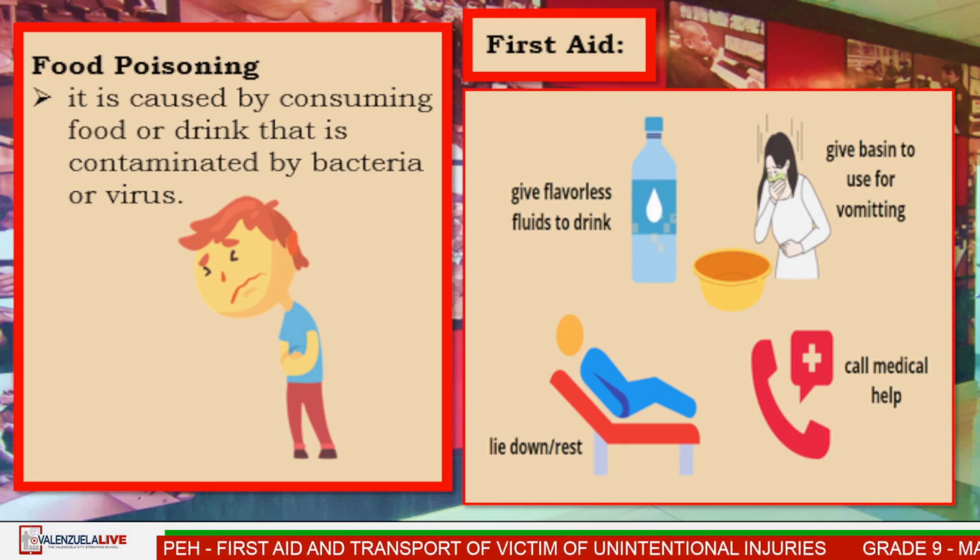Food poisoning is caused by consuming food or drink that is contaminated with bacteria or viruses. First aid technique. Help the person to lie down and rest. Give him plenty of flavorless fluids to drink and a basin to use if he vomits. Call for medical help if the condition worsens.